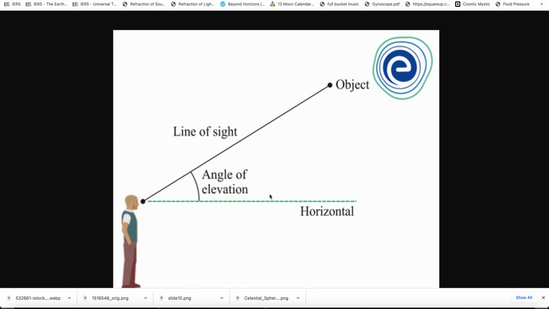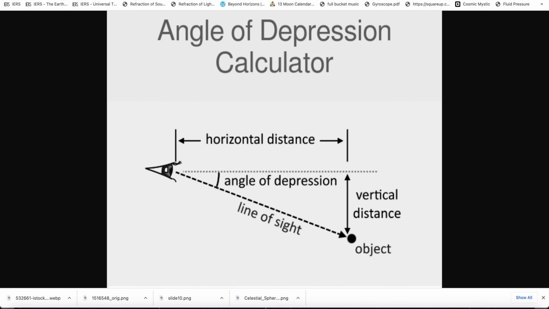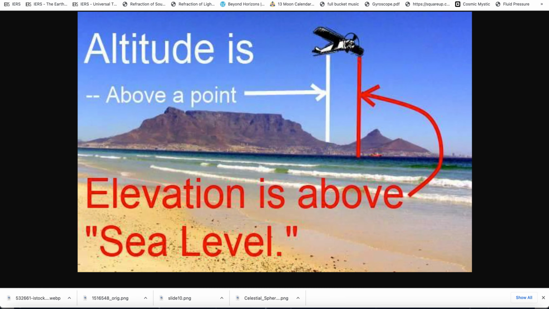Same again: horizontal, angle of elevation, line of sight, object. That's just the angle of depression. Look, horizontal distance. If this here was an observer taking a zenith angle up to something up here, then that would be the zenith distance from here to here. It's a horizontal thing, horizontal distance. And we're back to that.